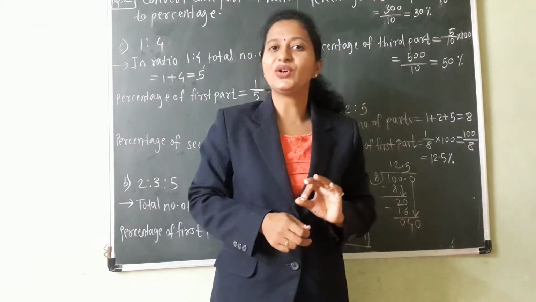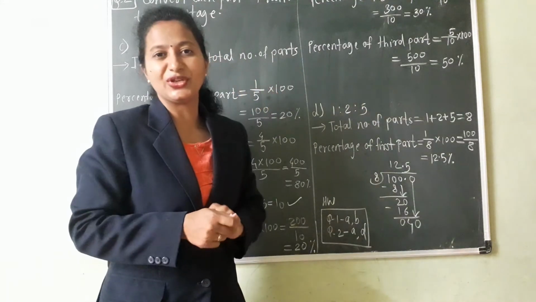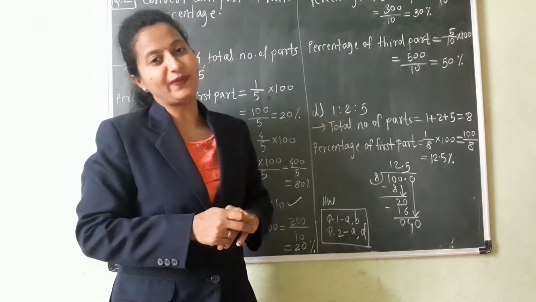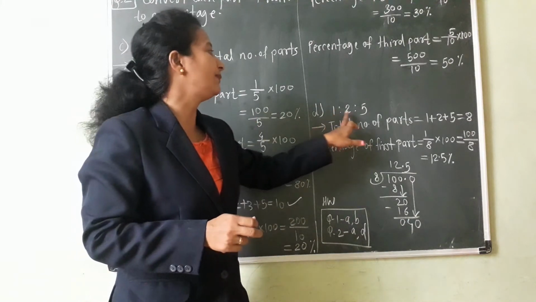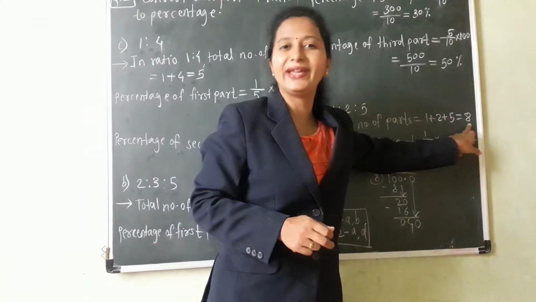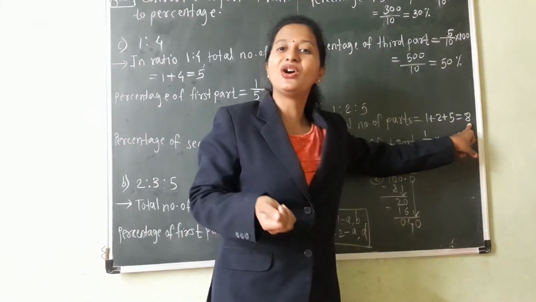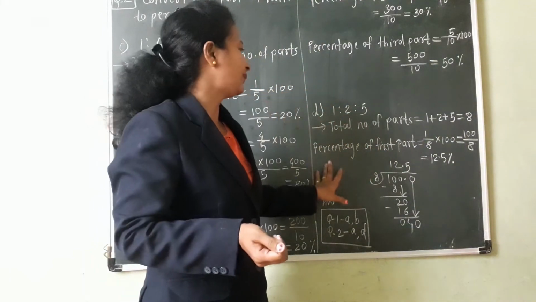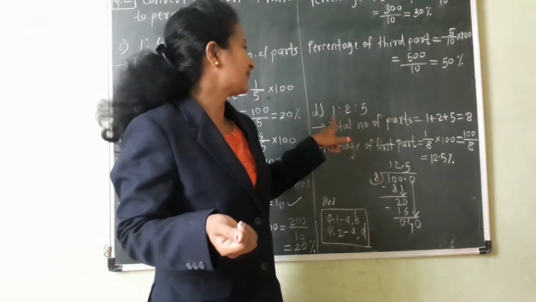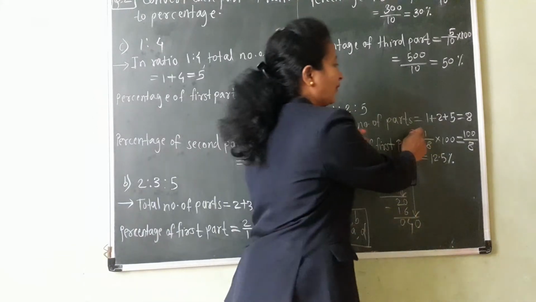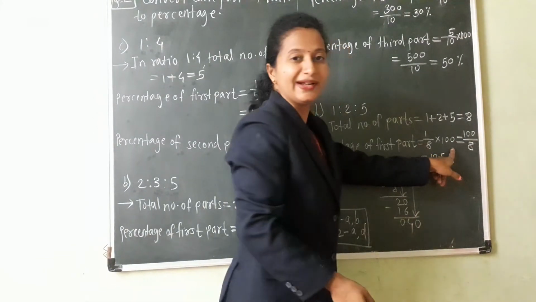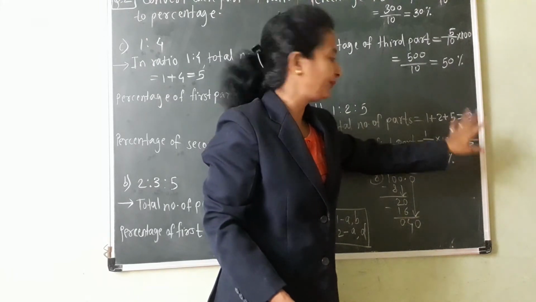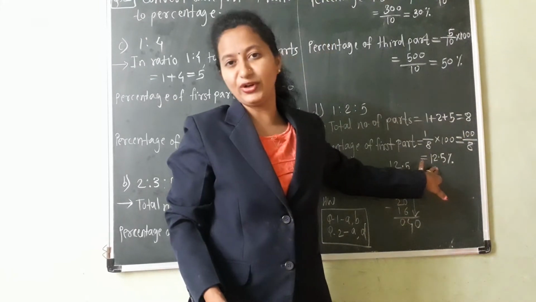1:2:5. Here also 3 parts of the ratio are given. So the first step is to find the total parts, and it is 1 plus 2 plus 5, which is 8. Now the total parts are 8. So we'll find the percentage of the first part. The first part is 1. So it's 1 upon 8 multiplied by 100. So it's 100 upon 8. You will get the answer 12.5.